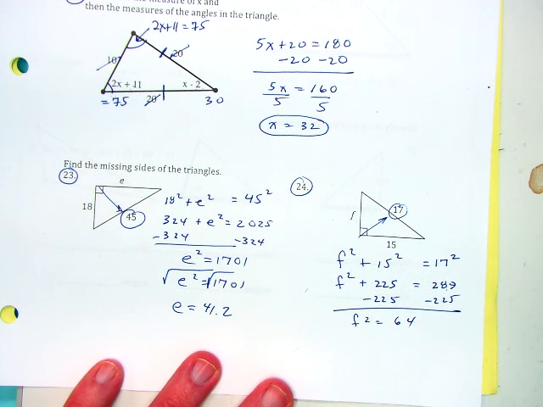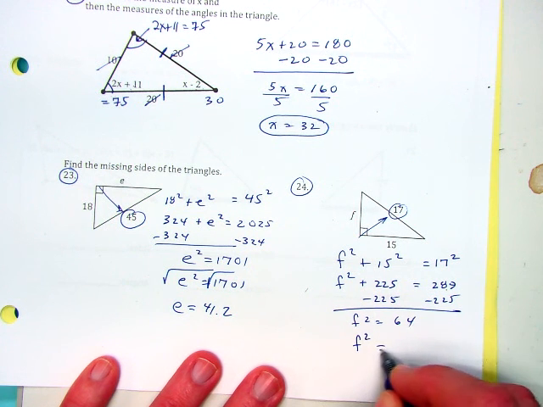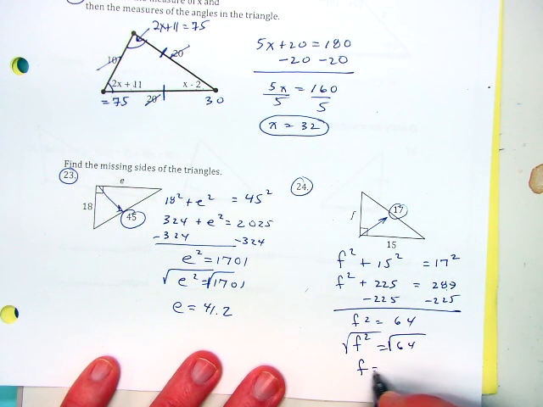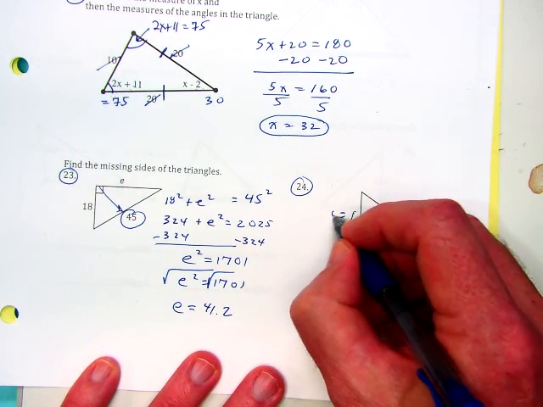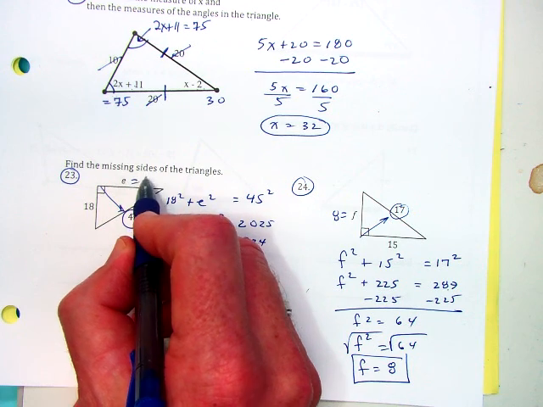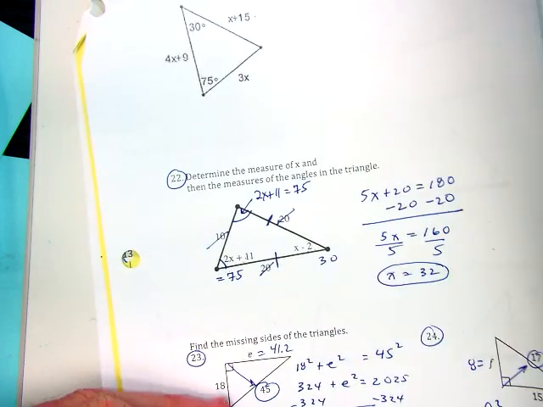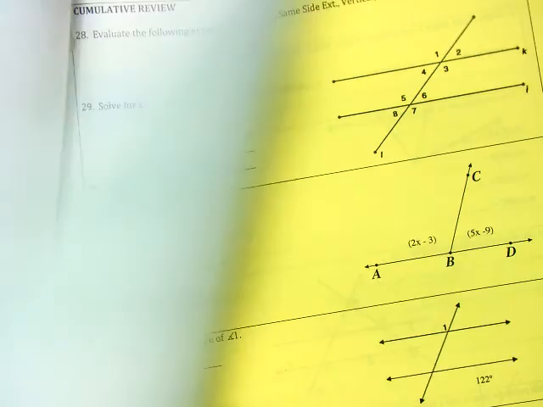But it's not my right answer. I have to take the square root again. When I get rid of the squares, I'm going to take the square root. So f is equal to 8. So the length that makes this a right triangle is 8. And the length that made this one a right triangle, the approximation for it was 41.2. Okay? Are there any others in here? I don't think so. I think we did almost all the other ones.